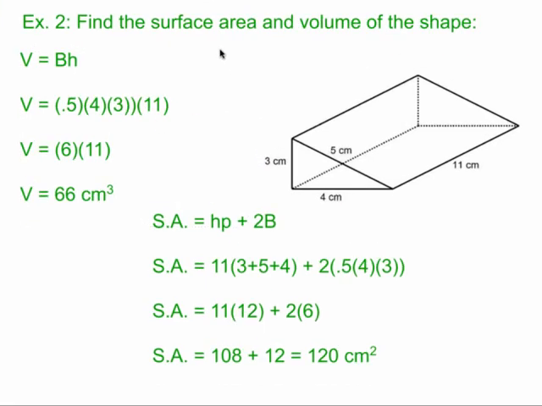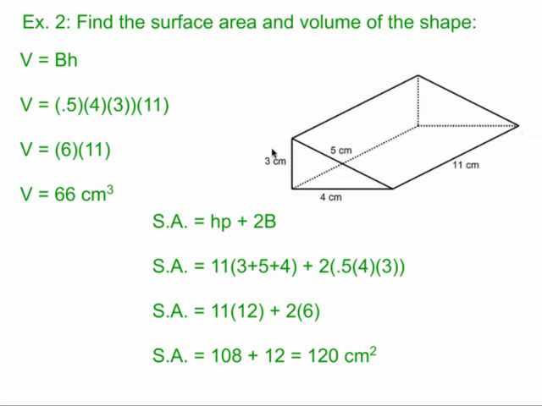So we need to find the surface area and volume of this shape. Well, it's a prism. I could tell that because of the rectangular sides. And it's a triangular base, so it's a triangular prism. So my volume is the area of the base times the height. Okay? Well, the height of the shape is 11. Okay, 11 centimeters. It's the distance between the bases.